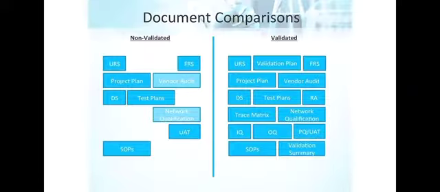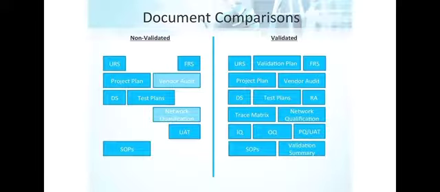In the validated space, sometimes it's referred to as PQ, performance qualification, sometimes as UAT, depending on how you're setting up your documentation and your validation plan. And the trace matrix will trace not just the user requirements to the functional requirements, but the functional requirements to the user acceptance test. And from my experience, not only are there more documents for a validated process, but the depth of detail and rigor is much more comprehensive in a validated project.